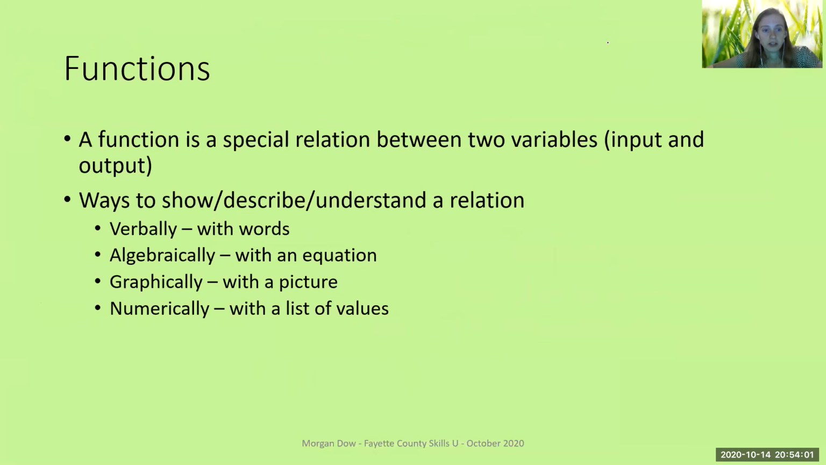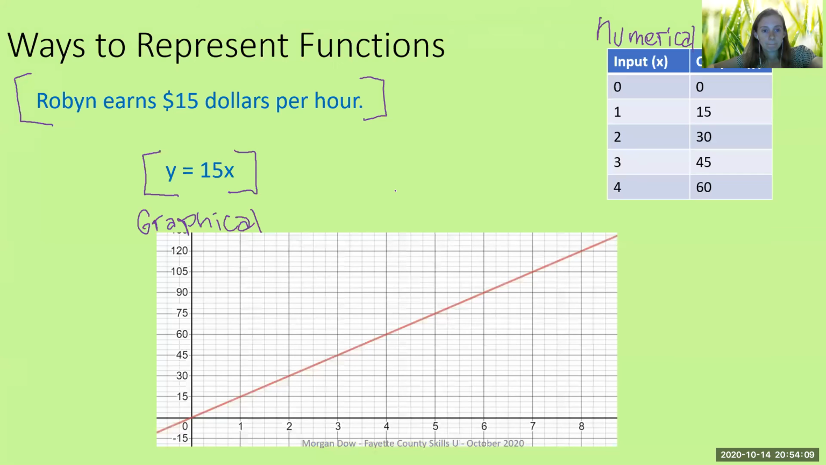Right, these are the four different ways to represent functions that we have. So let's first talk about this graphical representation. If you take a look at the x-axis of this graph, the horizontal axis, what are those numbers representing? So we see 1, 2, 3, 4, 5, 6, 7, 8. What do those numbers mean? Well, in this context, for this specific function, those numbers are the hours that Robin is working.